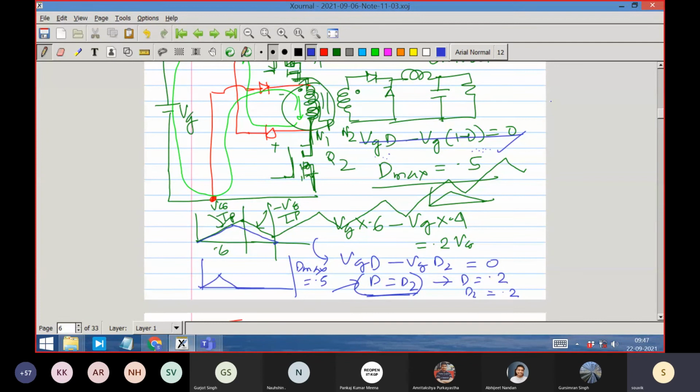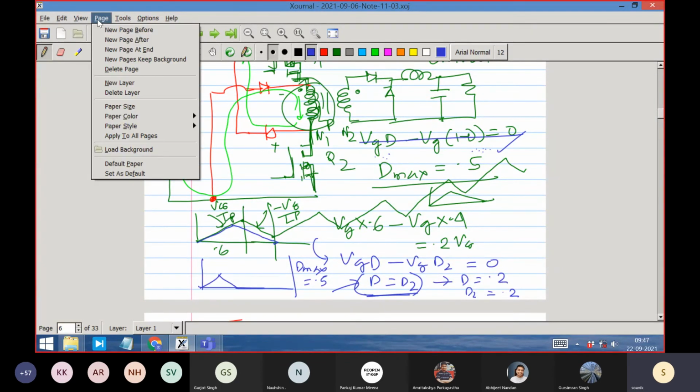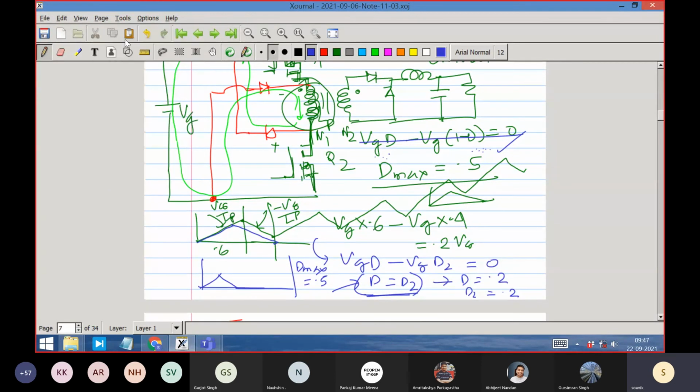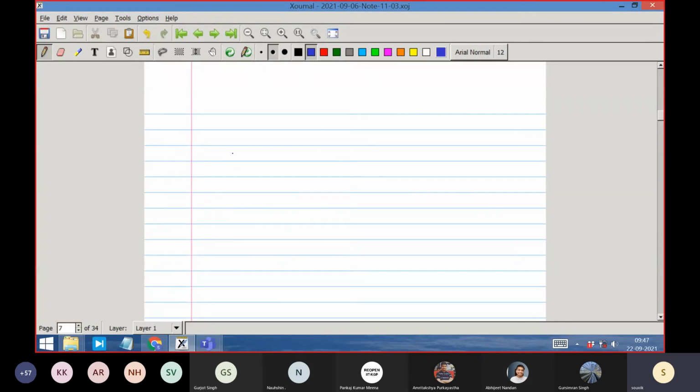Okay, now let's take a new thing where we would like to have converters which will work with positive and negative flux levels. So let's draw the topology.